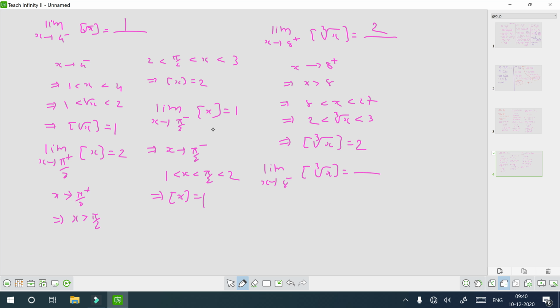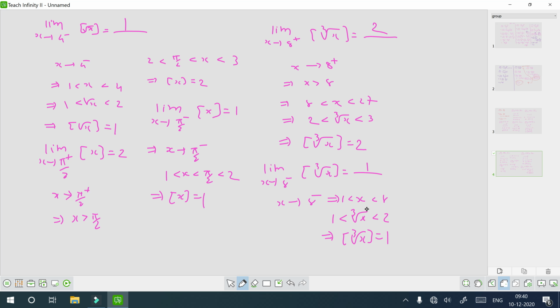Limit x tends to 8 minus, integer part of cube root of x. Let us see. x tends to 8 minus implies x less than 8. So cube root of x less than 2. So definitely there should be 1. So 1 less than cube root of x less than 2. So this implies integer part of cube root of x is equal to 1.